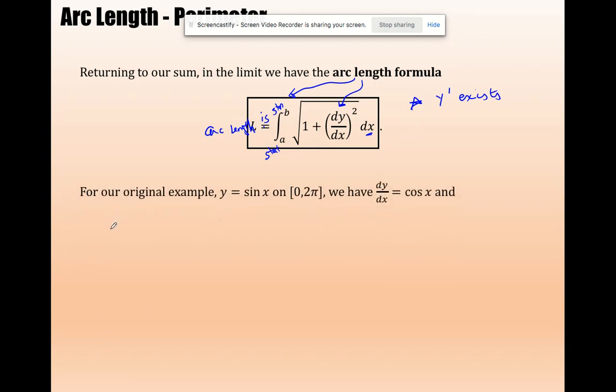So this is where then I go back and I say, hey, what was our guess for the arc length of sine x on 0 to 2 pi? Let's check it out with our calculator and our formula. OMG.